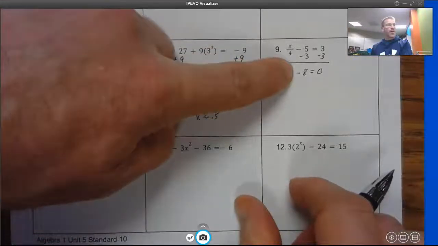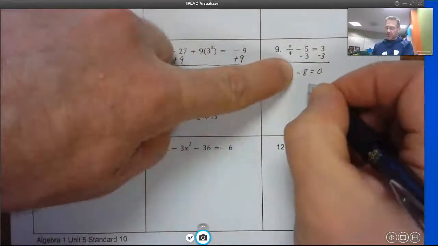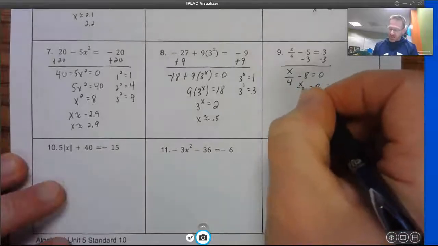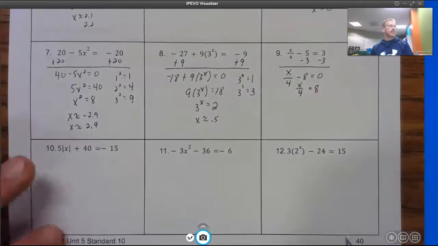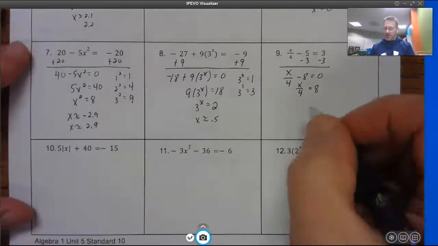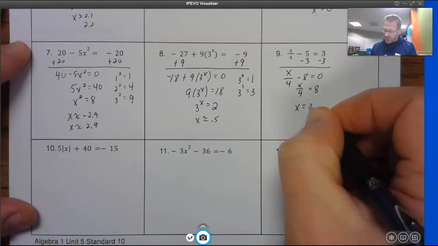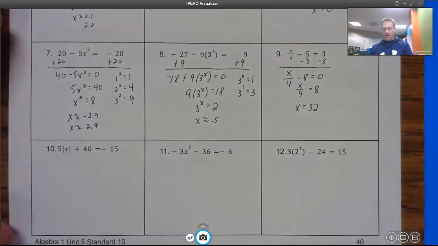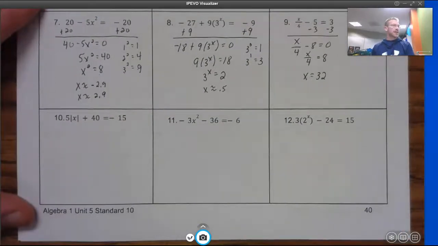Now we can use that 0 property, right? What minus 8 is 0? 8 minus 8 is 0. So that means x divided by 4 has to be 8. Now, which number divided by 4 is 8? That would be 32. So x is equal to 32, and there's my solution. All right, last 3 here.